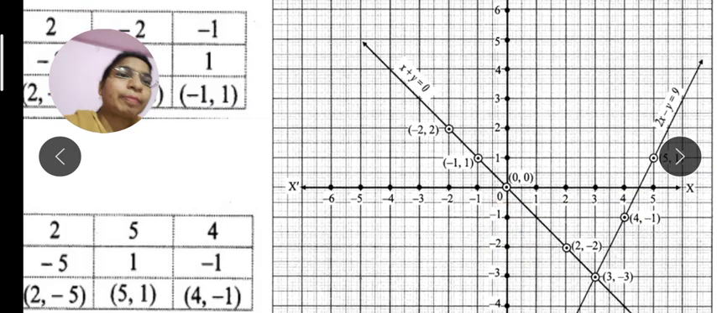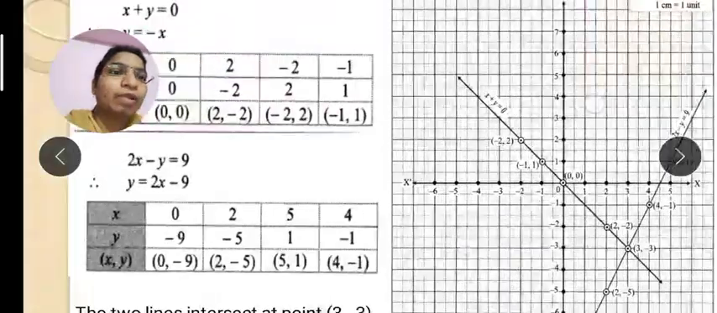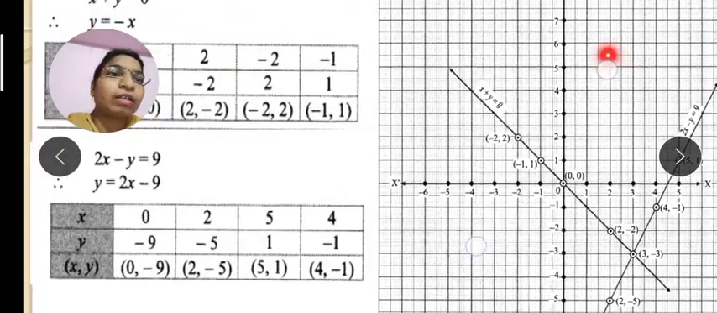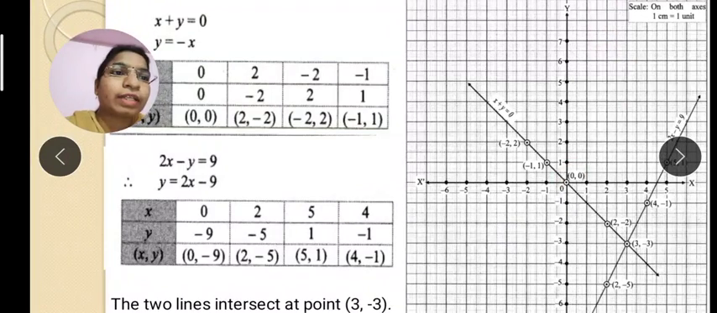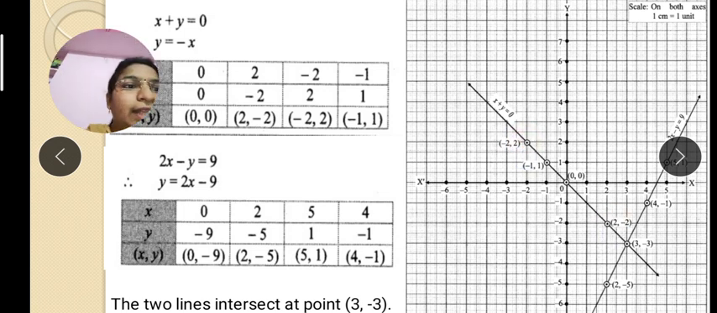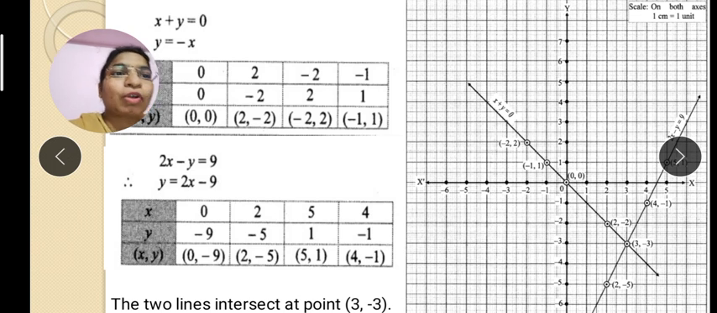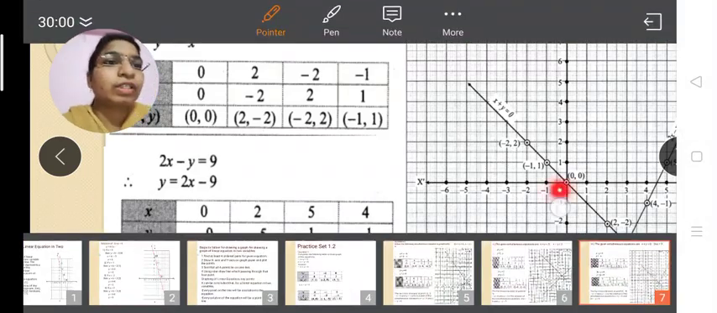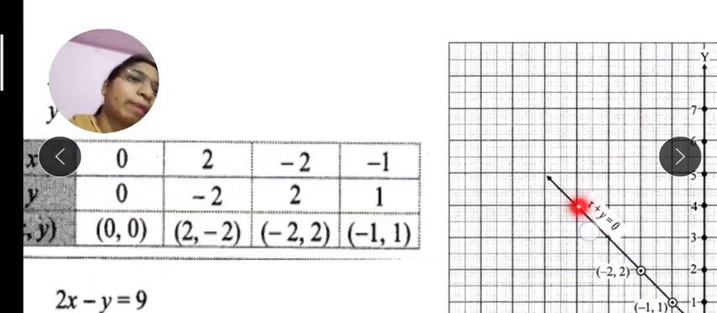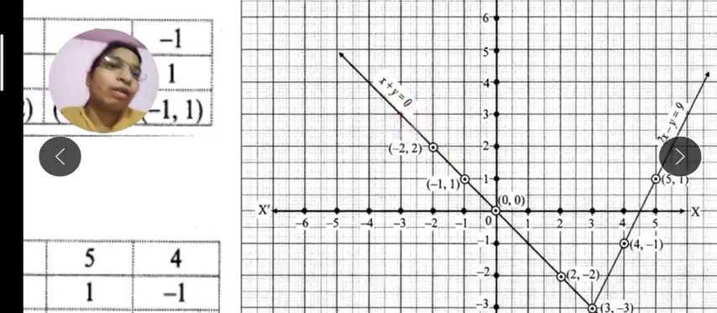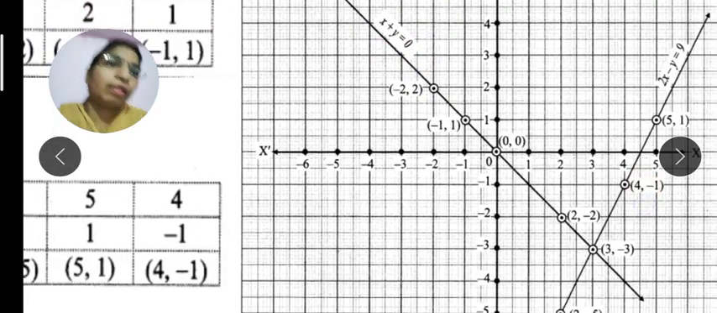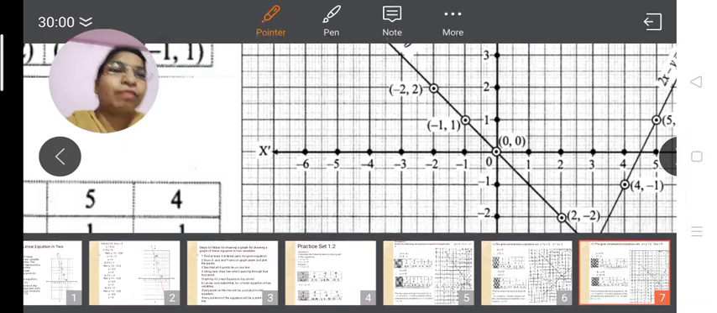These are the four pairs of this line, and you have to plot these four pairs on a graph. The first point, 0, 0, is here. Then 2, minus 2 here. Minus 2, 2 here. And the last, minus 1, 1 here. This is 1, 2, 3, and this is the 4. So these are the four pairs, and draw the line passing through these four points.